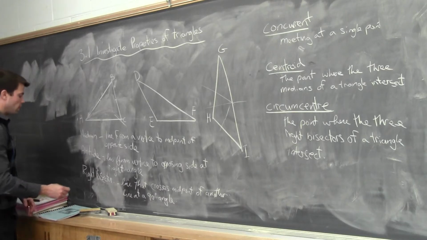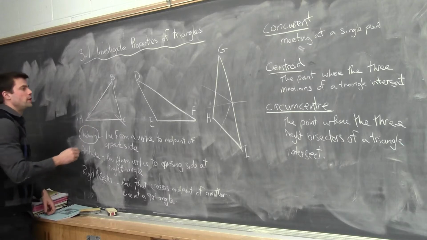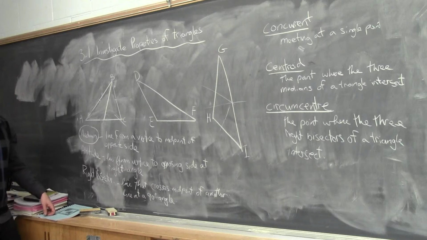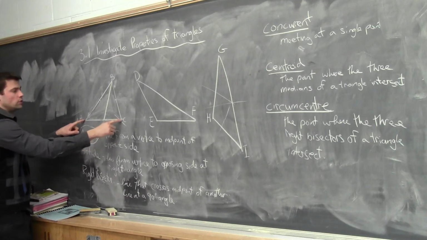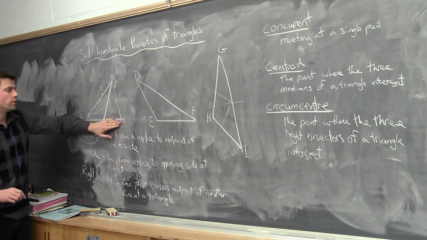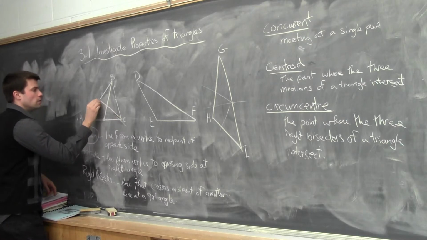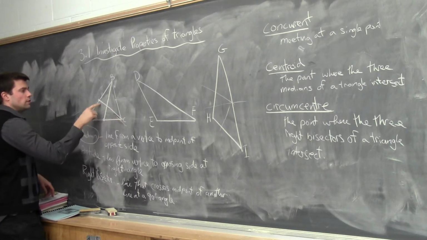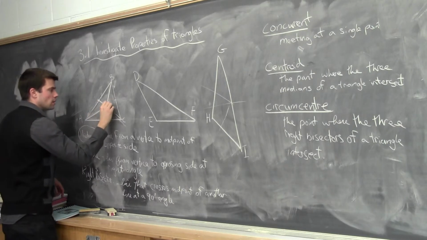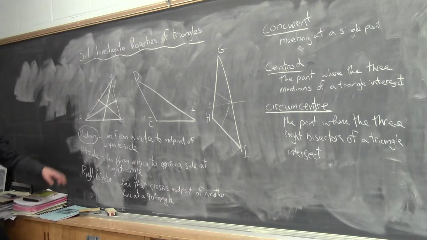So just before we do that, I'm going to draw the medians now. So let's do a median from B. So from B down to the midpoint of the opposing line, or the opposite line. Okay, so this is medians now. This is median from C. So from C to the opposite side, midpoint, and from A to the opposite side, midpoint. Okay, those are your medians.